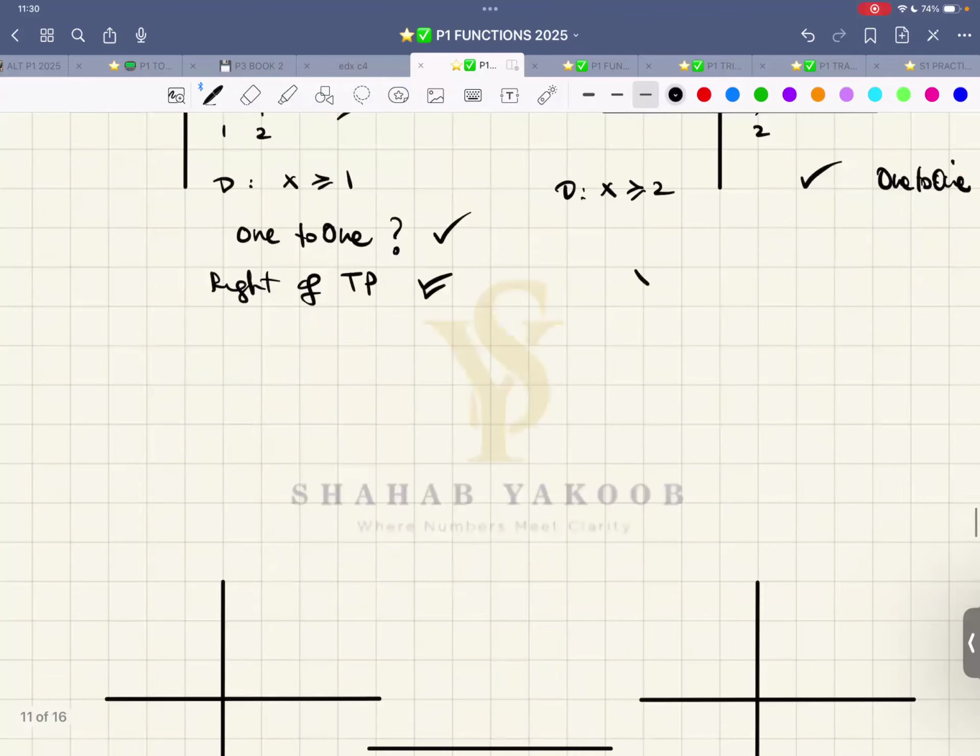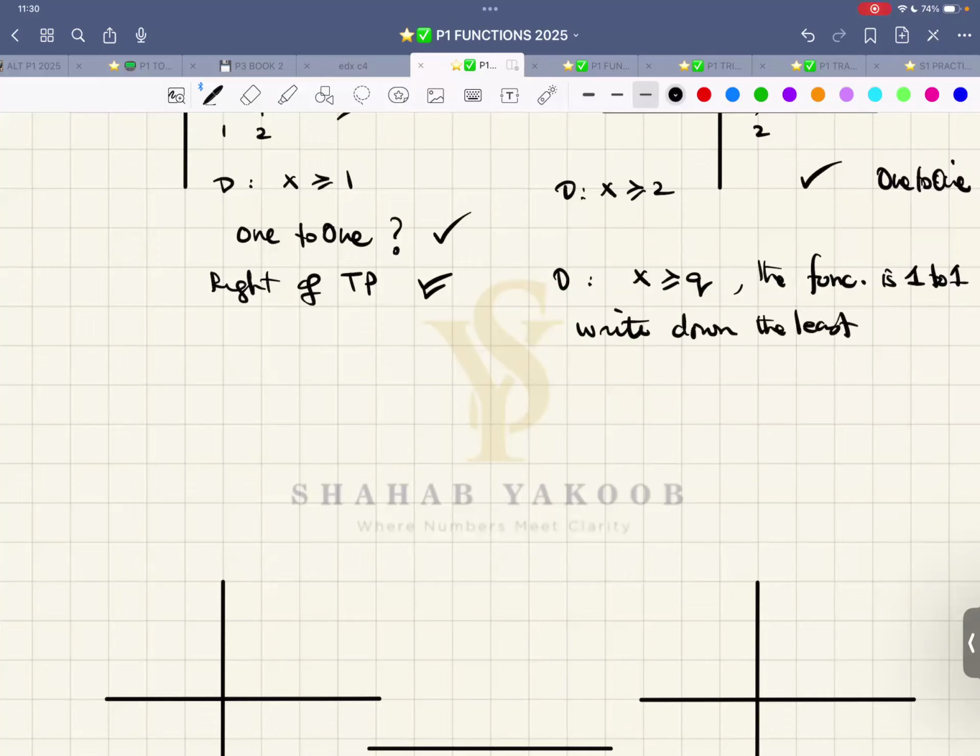Now, if they ask me for the domain x greater than or equal to q, where the function is 1-to-1, write down the least value of q.